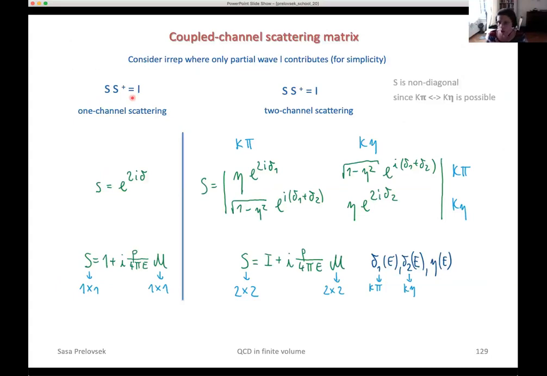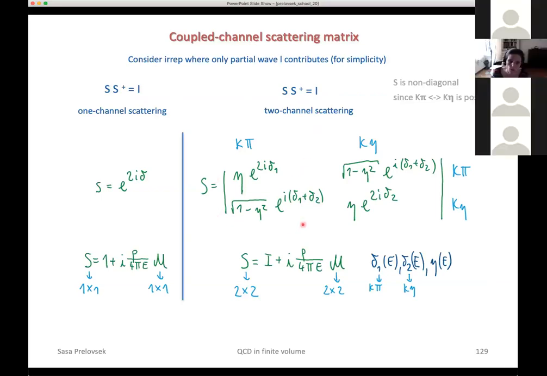What about two channels? S has to be unitary again, but it's a 2 by 2 matrix. And the general parameterization of a 2 by 2 matrix, you can do it in various ways, but this is one way. You have one phase shift for channel one, which would be k pi. You have the second phase shift for channel k eta. And the third parameter is this eta. It's called inelasticity.